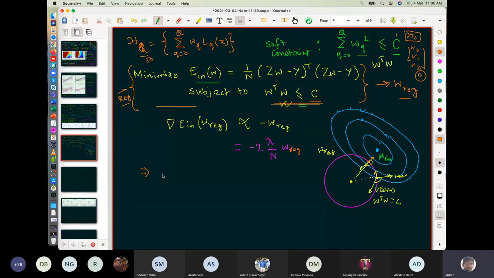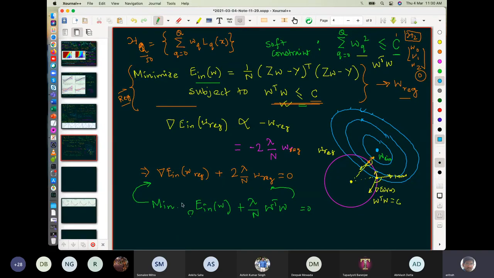Now, isn't it giving a very nice equation like gradient of E_in at W_reg plus 2 lambda by N W_reg is equal to 0? Why is it a nice equation? Because if I minimize E_in(W) plus lambda by N W^T W, a gradient will come in here. If you differentiate this and make it 0, the 2 will come out here and you will exactly get this equation. And the answer will be W_reg. So I just put W_reg here.